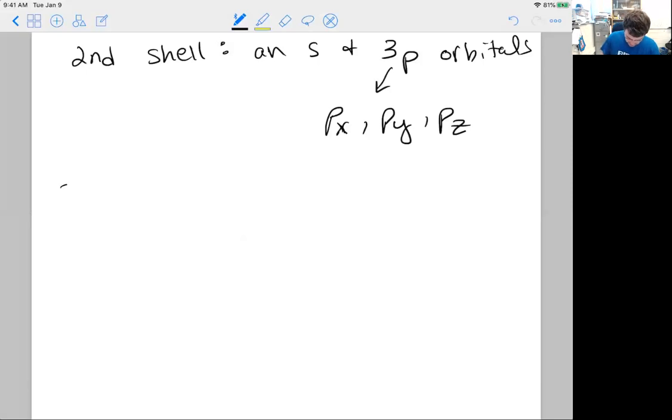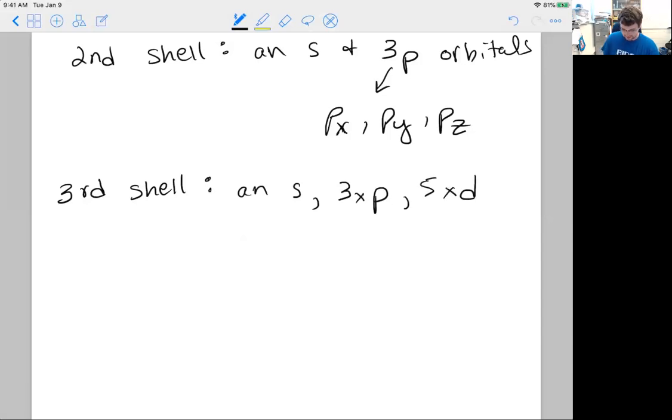And then the third shell is going to step even further. It has an s, and I'm going to put an x here, like multiplying, x 3 times p orbitals and 5 times d orbitals. I'm going to leave a little space in my notes between the third and the second shell. I want to come back to determining how many electrons these shells can hold. So going to the fourth shell, we have s, 3 times p.